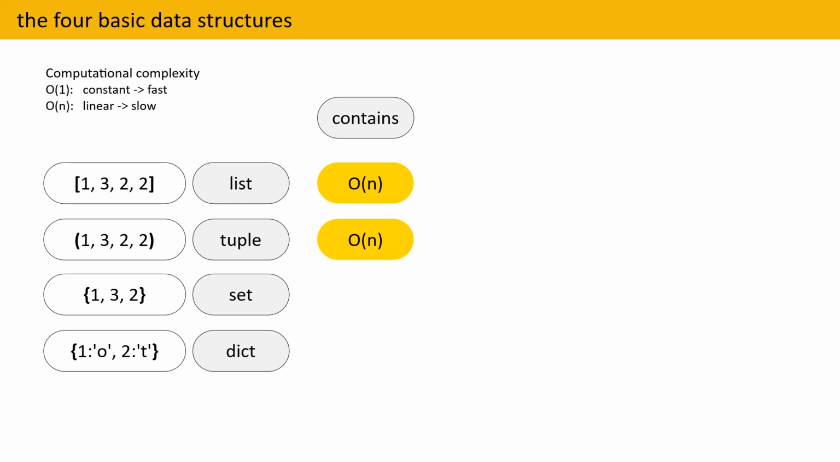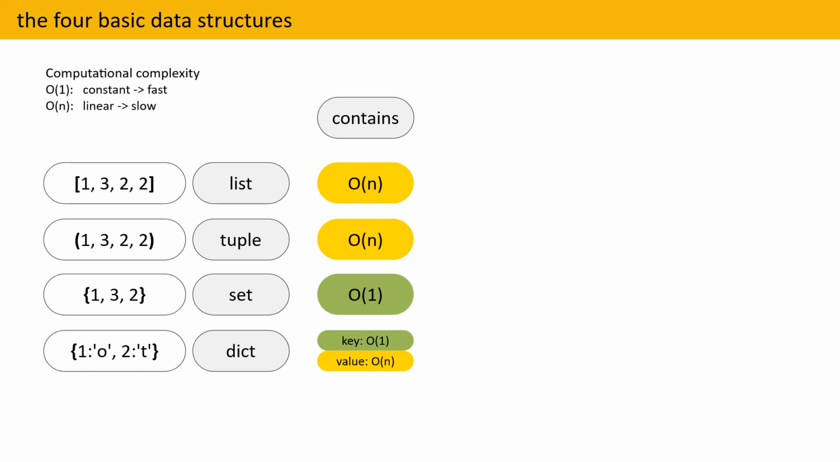The same is valid for tuples, but not for sets. Here the computational complexity is constant, which means it is very fast to check if an element is part of a set or not, and the time is independent from the number of elements in the set. In the case of dictionaries, we have to distinguish 2 cases, since dictionaries store keys and value pairs. For keys, the computational complexity is constant, but for values, it is linear. So it is fast to find a key, but it is slow to find a value in a dictionary, especially when the dictionary grows in size.